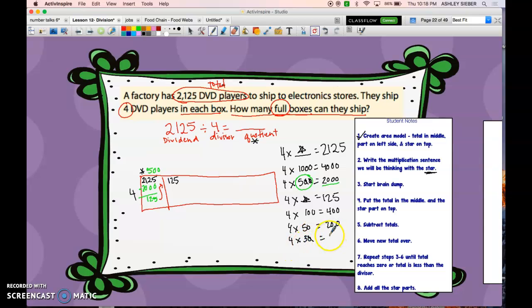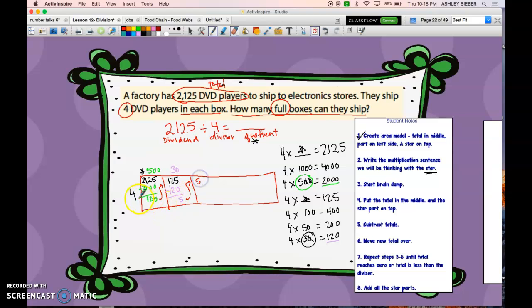Mark out my 0. 4 times 3 is 12. Add my 0. 120 is pretty close, so I'm going to use 30. 30 is my star part. It goes on top. And my total is 120. And I'm going to subtract from 125, and I have 5 left over. So I'm going to move that 5 over.